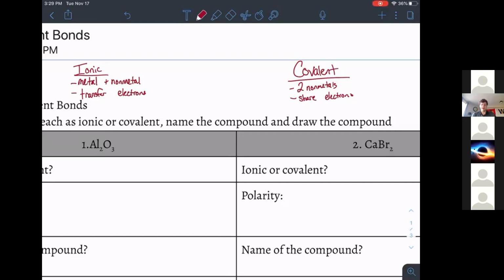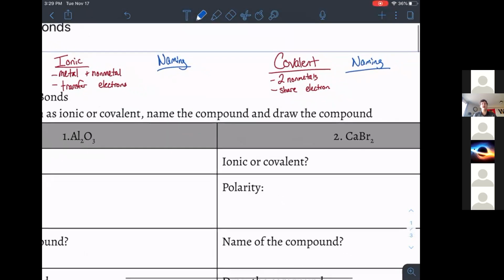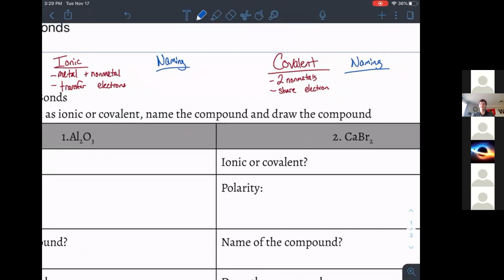Let's talk specifically about naming. So we're talking about naming here, for ionic and covalent bonds. What's one thing in ionic or covalent bonds that we have to do when we name a compound? You don't add prefixes to ionic compounds. No prefixes. All right. What else?